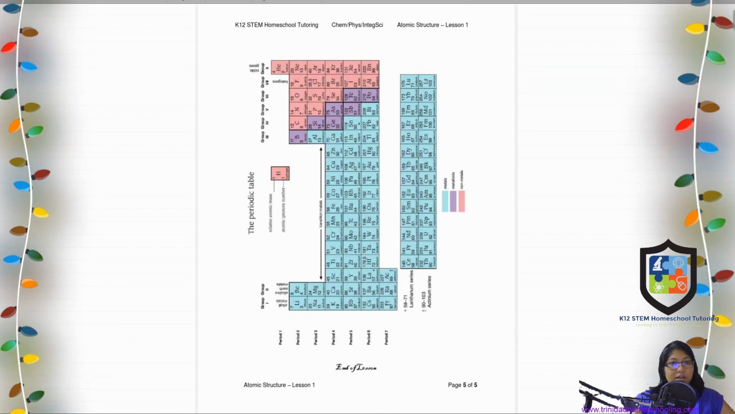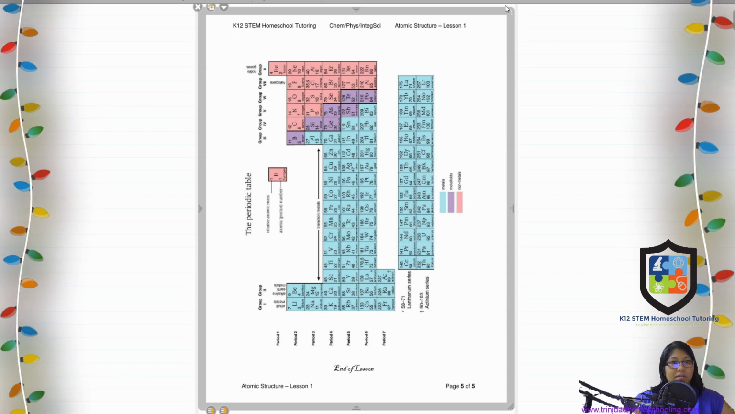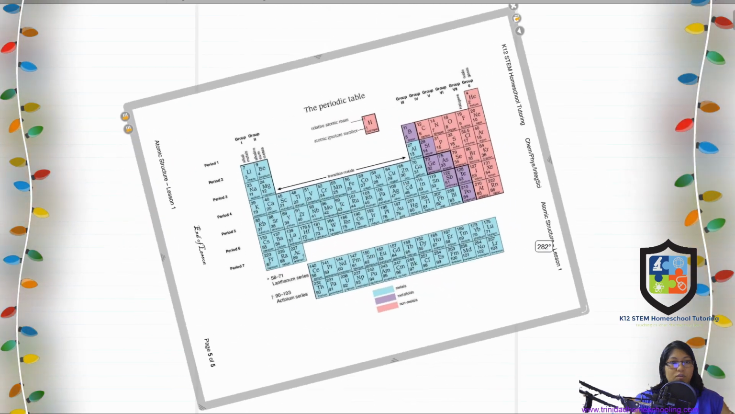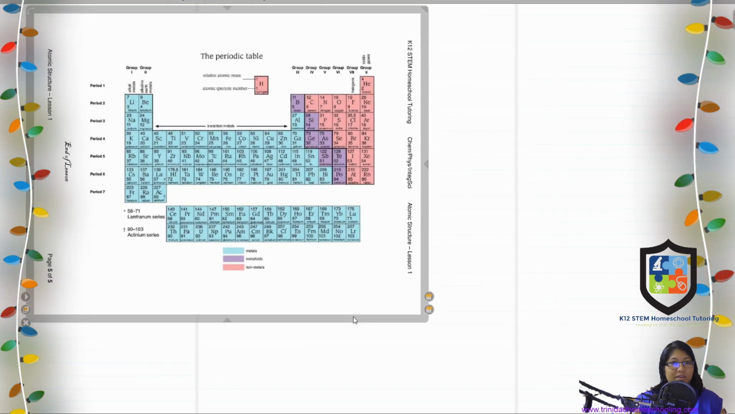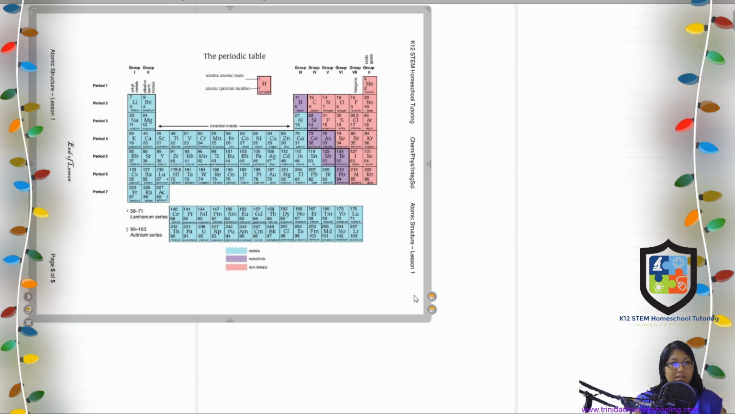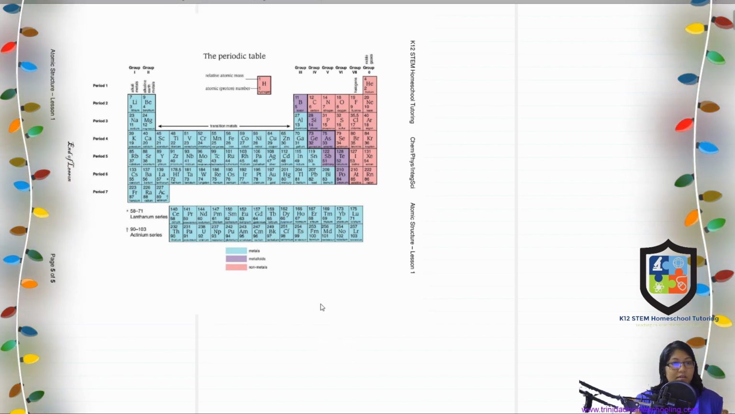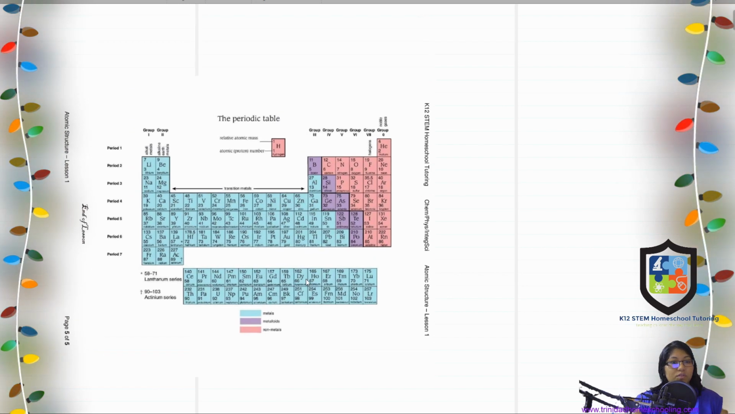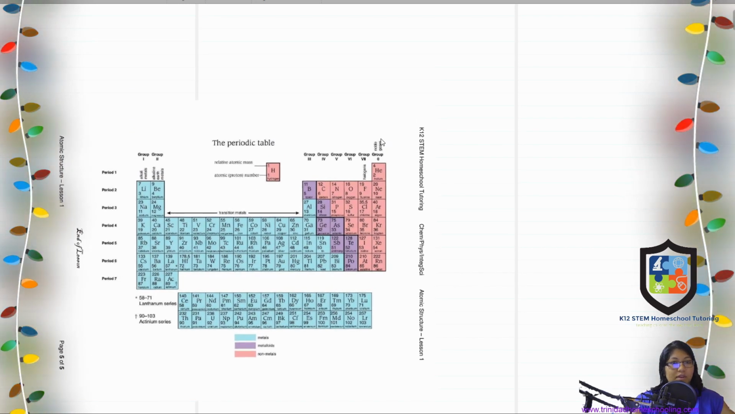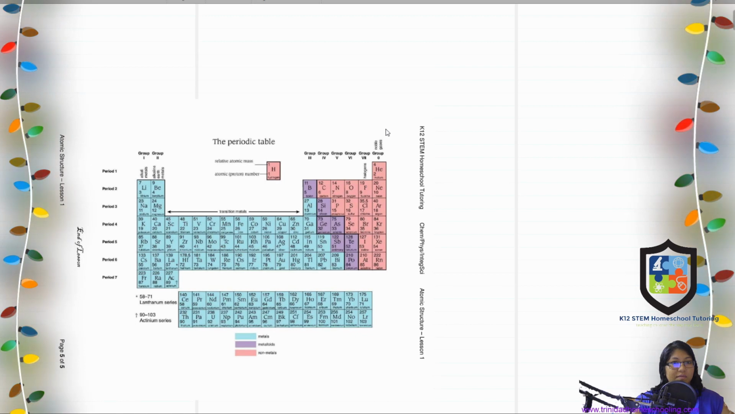Now, let's look at a periodic table. In your own notes, you would see this diagram. You could easily turn your page to the side. So I flipped this here so we could take a look at this. Now, this is the periodic table. You're only required to memorize the first 20 elements.